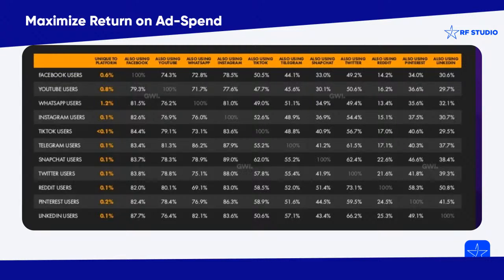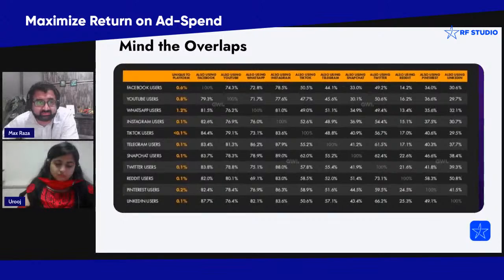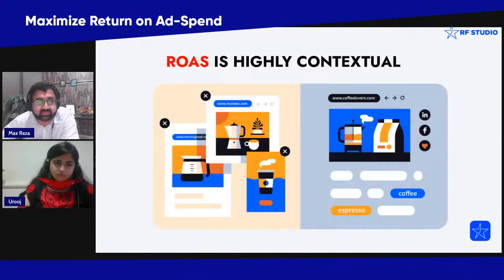Channels, everybody is using these channels. A Facebook user is also on YouTube. A YouTube user is also on Instagram. An Instagram user is also on TikTok. So we need to be mindful that there would be overlaps. There would be audience available on multiple of these channels. So figuring out the correct channel and correct combination of advertising is very important to make sure that we are getting the best out of the spending that we're doing on the online channels.